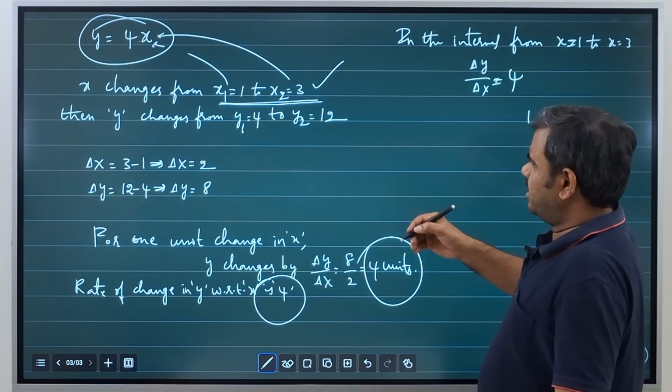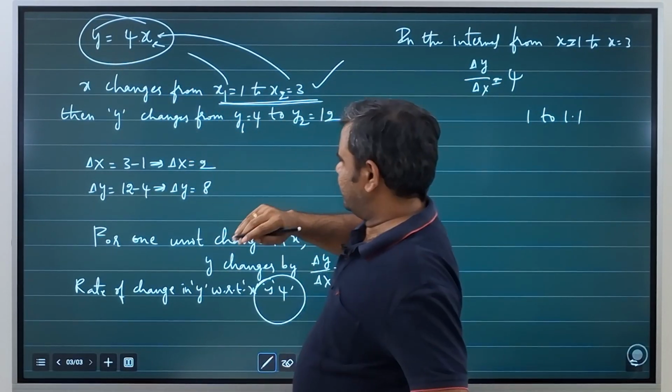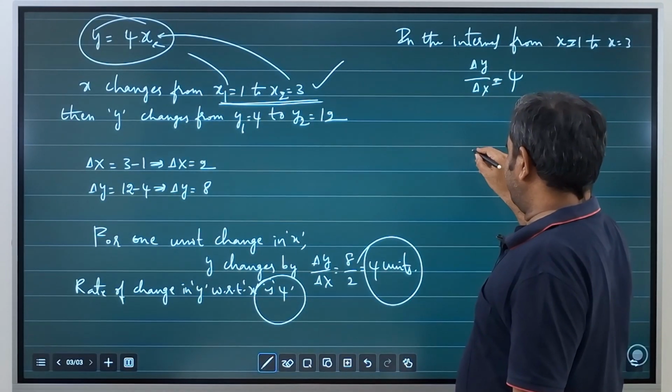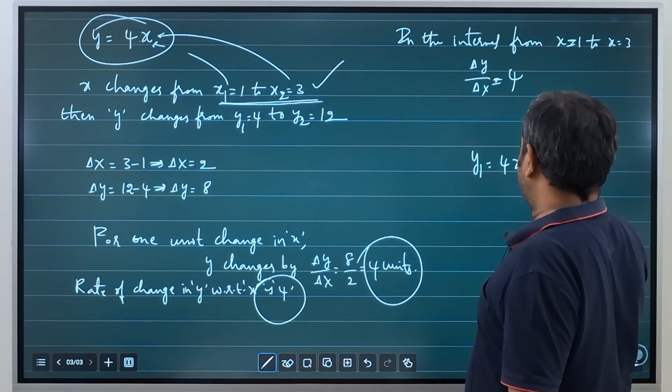Let's see why. Let's write down generally how we find delta y by delta x in this case, instead of taking the values. You know, y1 is equal to 4x1 and y2 is equal to 4x2.